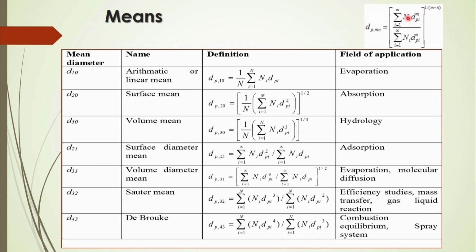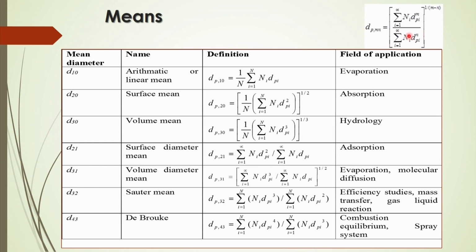General equation of defining this is like dp mn is equal to summation of ni dpi to the power m divided by summation of ni dpi to the power n, the whole to the power 1 by m minus n. Here P is for particle, D for diameter, M for these coefficients, N for some other coefficients. I from 1 to infinity means individual particles number 1, number 2, number 3, now n number of particles will be there. If there are n number of particles and each particle has its own diameter, the ith particle will have the diameter dpi.